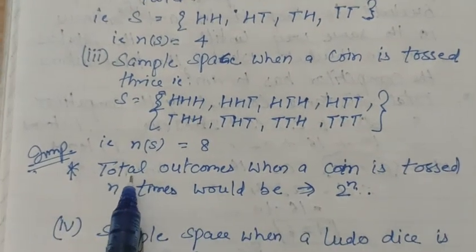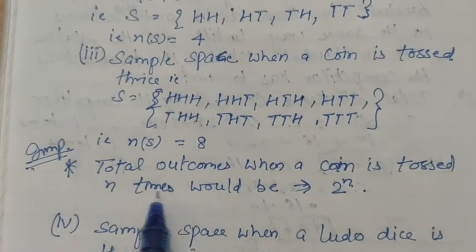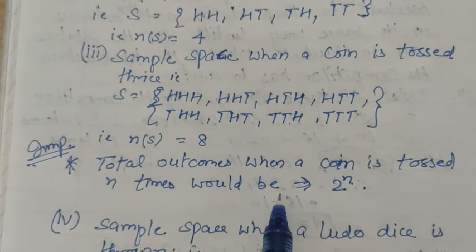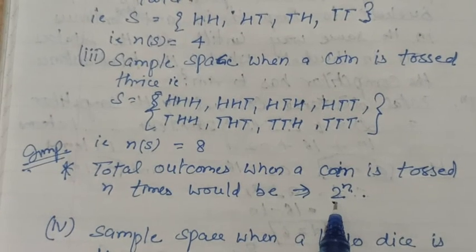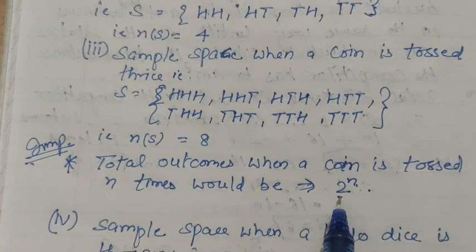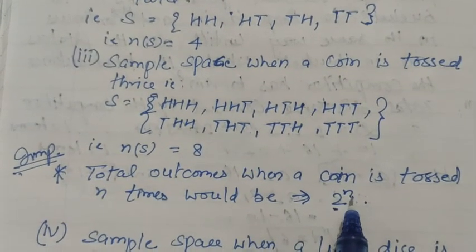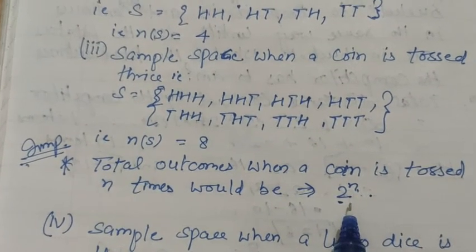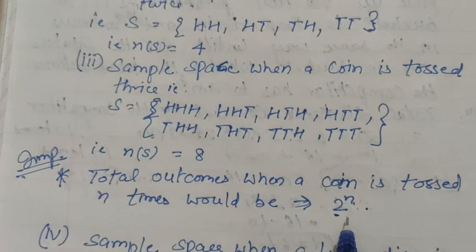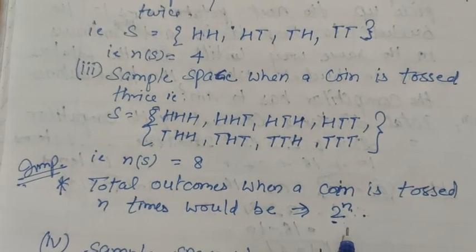Now the total outcomes when a coin is tossed n times would be, so the general formula will be 2 raised to n. Why are we using 2? As a coin has two faces, one is head and another is tail, and n is the number of times the coin is tossed. So this is the general formula to find the outcomes when a coin is tossed n times. So pause the video and note it down.